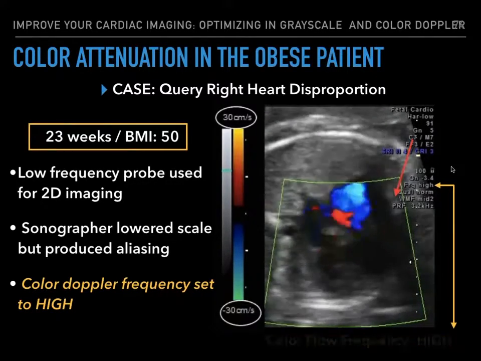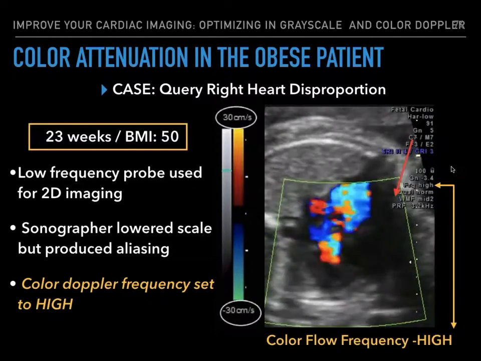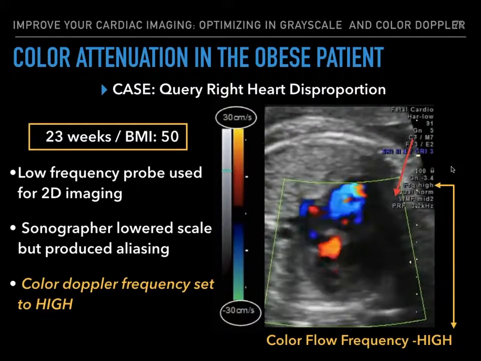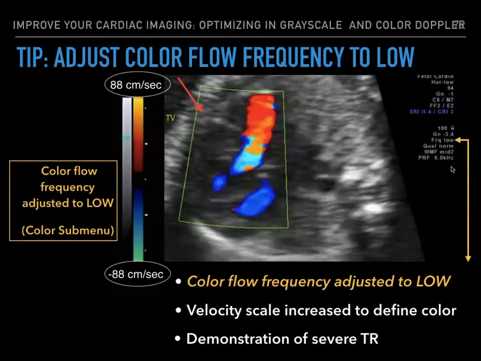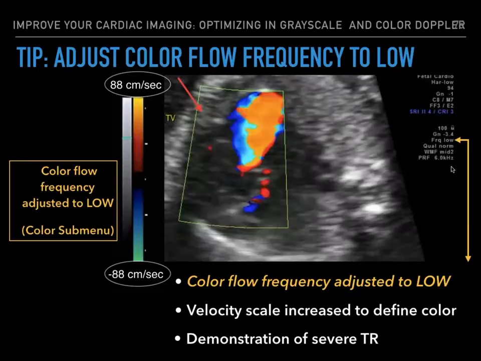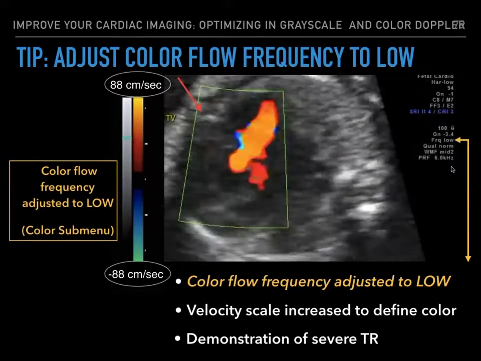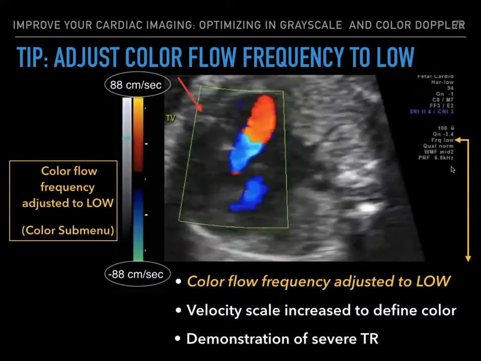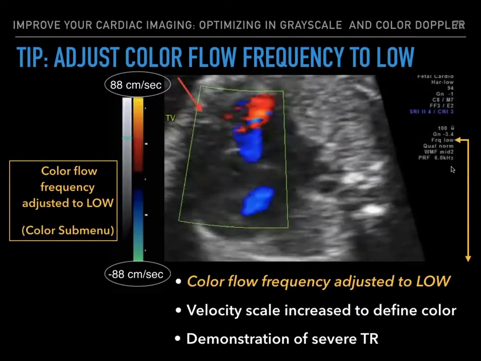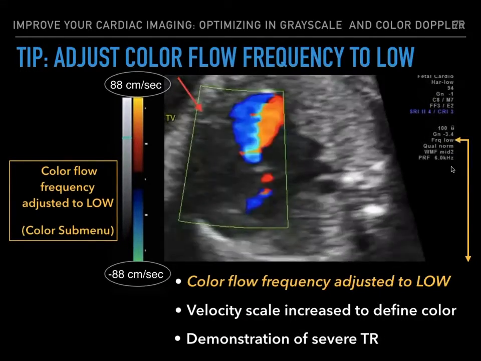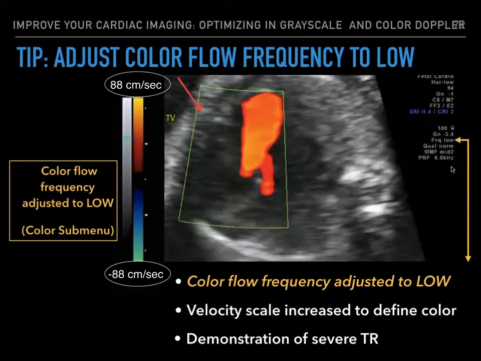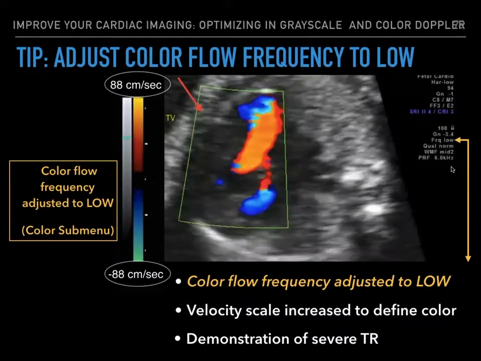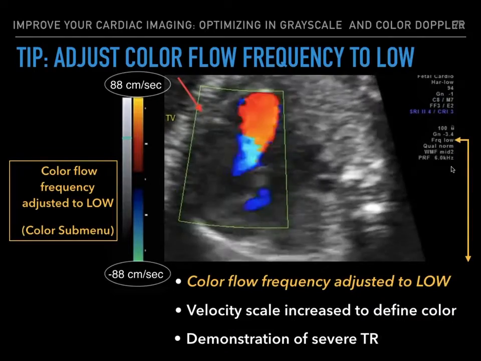As we were looking at the settings, we noticed that the color flow frequency was set to high. And we made a few adjustments. So here we could actually see that the heart is now filling in with color, and we could see a severe tricuspid regurgitation. So what were the steps that were done? Color flow frequency was adjusted to low, and that's by going in the color submenu. And the velocity scale was actually increased to 88 centimeters per second to define the color of the tricuspid regurgitation. And here just demonstrates severe TR.